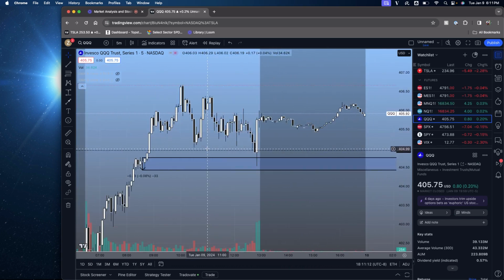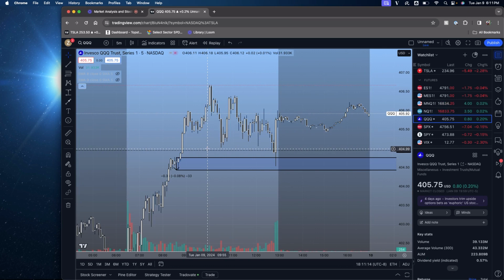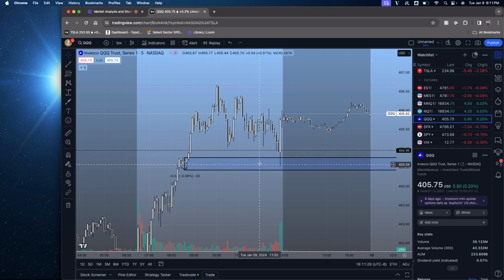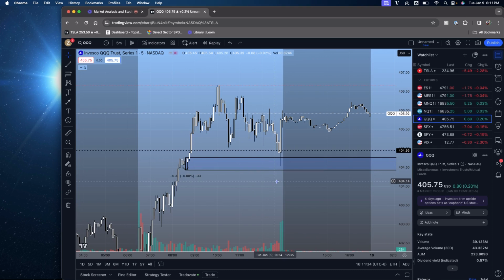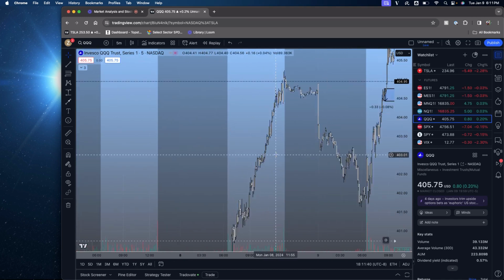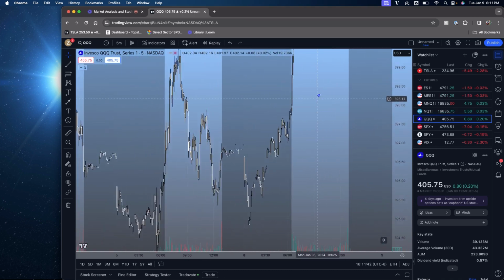So, for instance, if I do a recap, tomorrow I would be looking at this range. If QQQ does come down to 404.76 to 404.43, I would be looking for a reaction within this range, whether it respects it or it rejects it, either one. But that is how you would scalp an order block. Let's see if we can look at one more before.